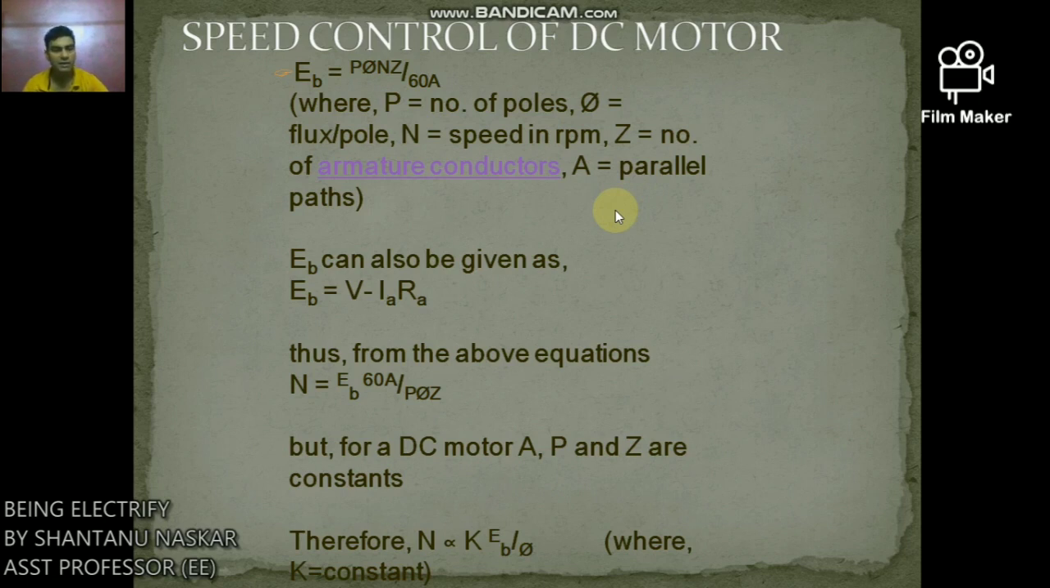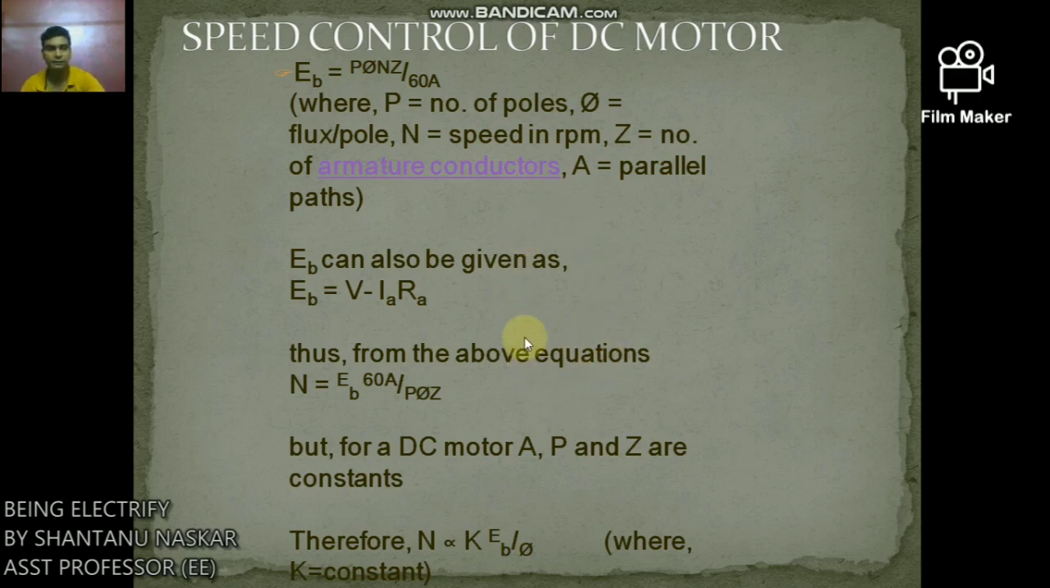Thus from the above equation, N equals Eb into 60A by P phi Z. But for a DC motor, A, P and Z are constant, therefore N is proportional to K Eb by phi, where K is constant. We discussed this in our previous slide, but for speed control I am discussing it again. This shows the speed of a DC motor is directly proportional to the back EMF and inversely proportional to the flux per pole. Because we have to control the speed, we have to know the speed equation of a DC motor perfectly.